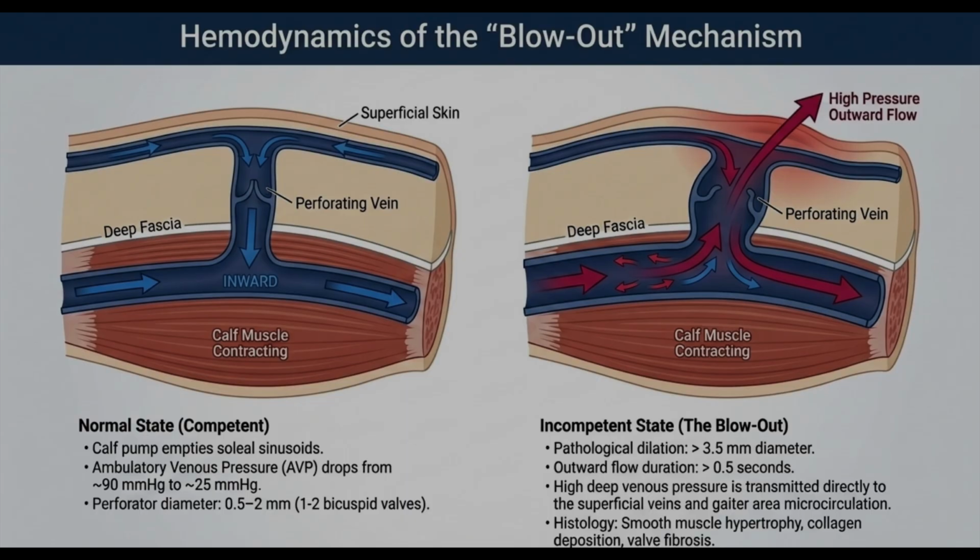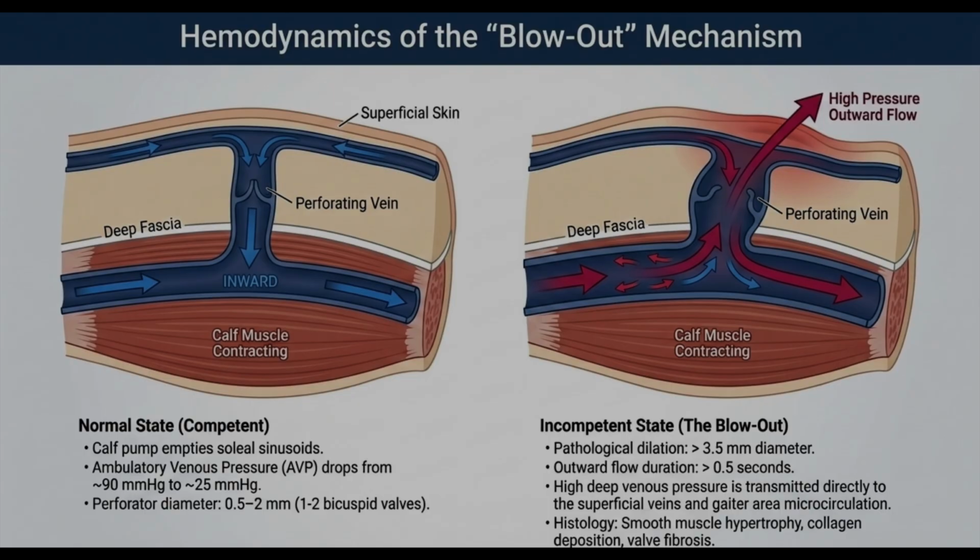The blowout mechanism for the perforator veins. In the normal state, the calf pump empties the soleal sinusoids. Ambulatory venous pressure drops from 90 to 25 mm of mercury. The perforator diameter is 0.5 to 2 mm. One to two bicuspid valves are present.